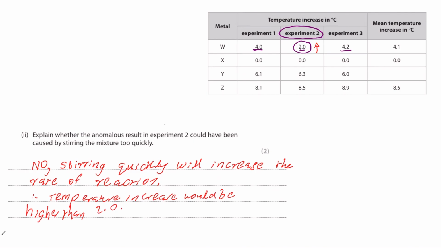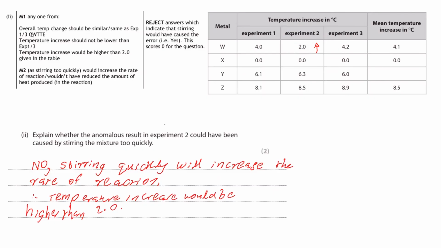So let's see the answer. Yes, all temperature changes should be similar, same as experiment 1 or 3. It should be something like 4. The temperature increase should not be lower than 4, or the temperature increase should be higher than 2.0. That's what we wrote. Stirring quickly would increase the rate of the reaction. So since it increases the rate of the reaction, the temperature should be higher than 2. It should be very close to 4 as in experiment 1 and experiment 3.